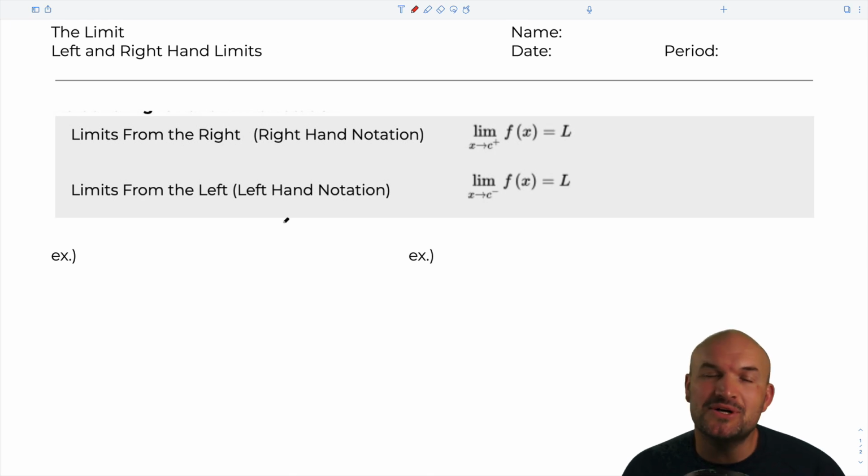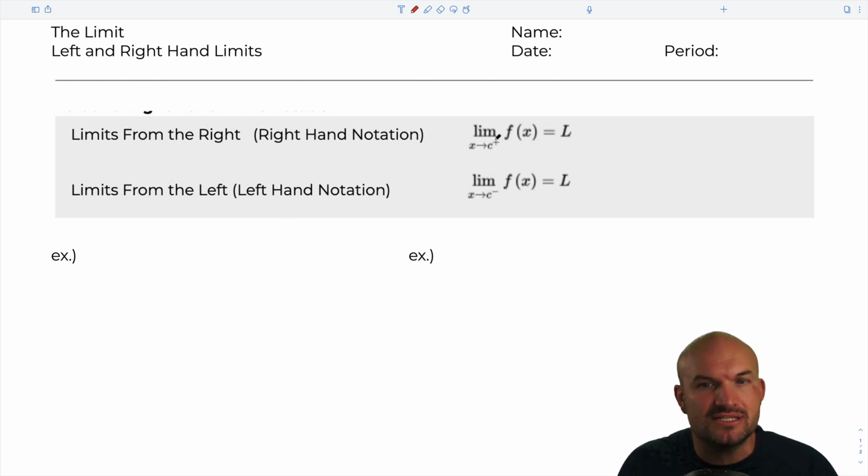All right, welcome back. So now let's get into the understanding of the left and right hand limits. It's really the same thing as we looked at, or the notation is the same as the general limit. The main difference here is rather than the limit being defined from the left and from the right, we are just going to look at one side, either from the left or from the right, which we call right hand notation or left hand notation. To differentiate between these two, we use these little symbols here. The positive means right hand notation, and the negative is going to be left hand notation.